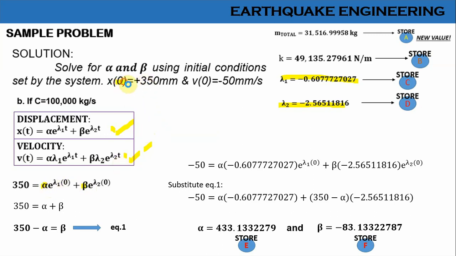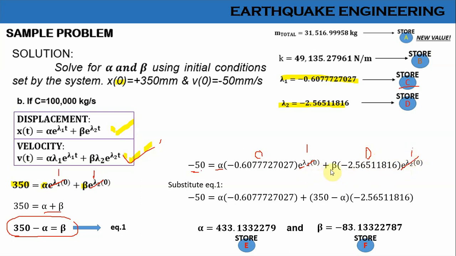So, when t is equal to 0, we use displacement here, so 350 is equal to alpha e to the lambda 1 times 0. Okay, so that becomes 1. Okay, and this one also becomes 1. So, we have alpha plus beta, which is this one. And so, for beta, we have 350 minus alpha. That is equation 1. Now, using our velocity function, so we have negative 50 here, times alpha, times lambda 1. Our lambda 1 here is C. So, therefore, C in your calculator. Then this is 1 plus beta, this is stored as D, your lambda 2, this is 1.